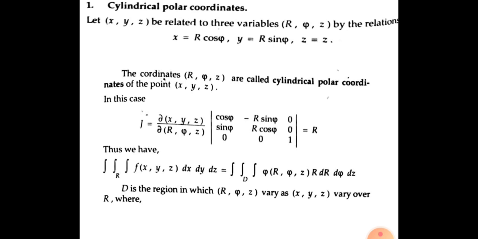Now, the triple integral of f(x, y, z) dx dy dz over R is equal to the triple integral of φ(r, φ, z), that is, x = r cos φ, y = r sin φ, z = z, simply denoted as φ(r, φ, z), into the Jacobian r, and dx dy dz respectively changes to dr dφ dz over D. Here D is the region in which r, φ, z vary as x, y, z vary over the region R.